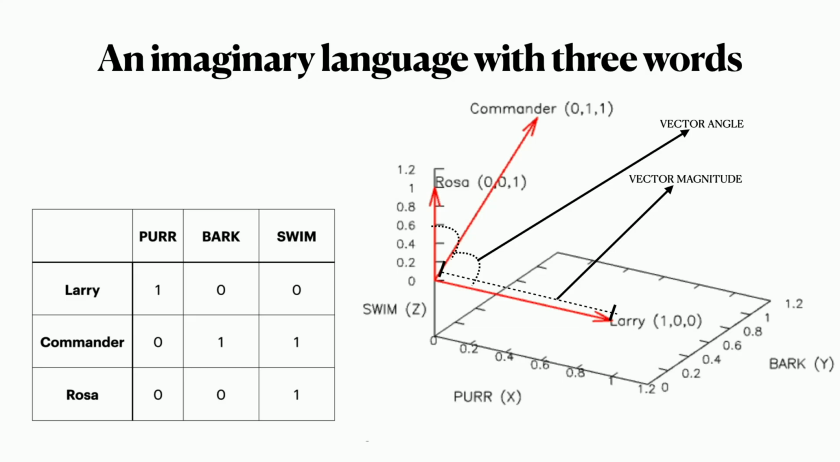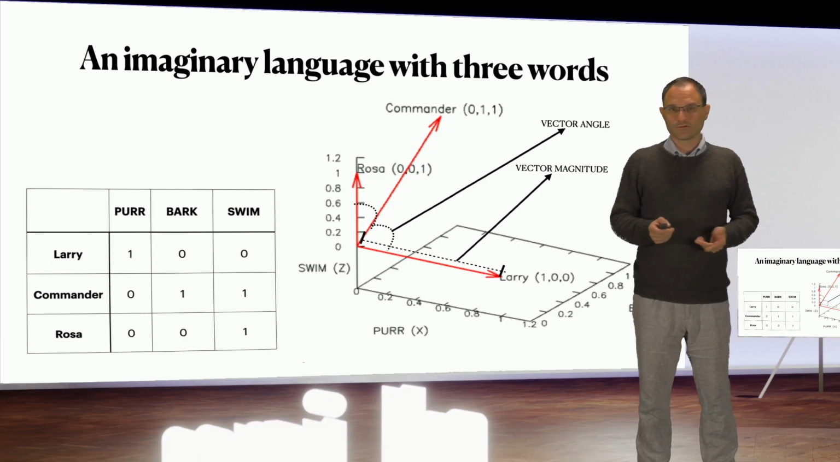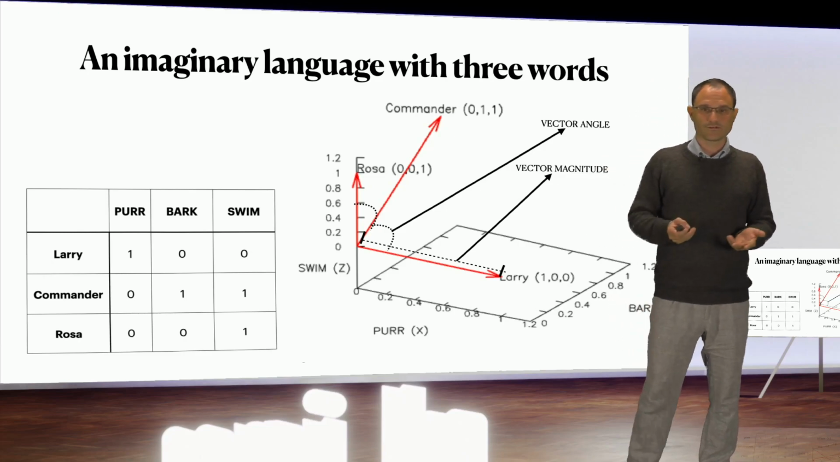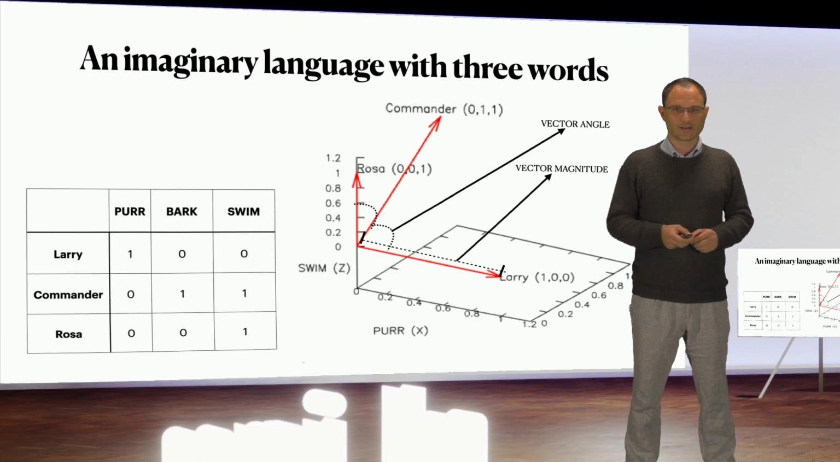The three points representing the three animals are actually vectors. Vectors are different from points since they have two additional features, length or magnitude and angle. These additional features are very useful because they can support the meaning. For instance, to see how close the meaning of two different words are, we can simply calculate the angle between their vectors. The smaller the angle, the closer they are semantically to each other.